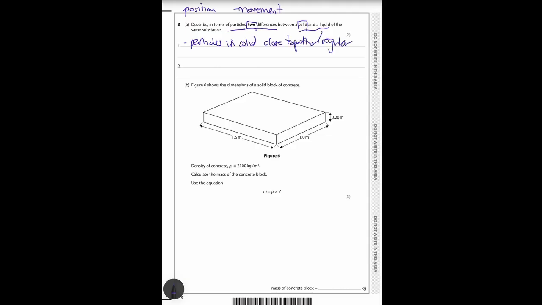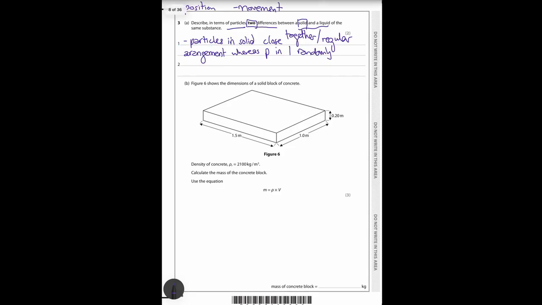But because it's asking for difference, I obviously can't just talk about one of them. I've got to make sure I'm using the comparative terms. I've got to say whereas in a liquid, and then what do I know about the particles in a liquid? I know they're randomly arranged. And again, I'm just abbreviating it, but you'd have to write in full, obviously. Okay, so then I've talked about the position of them. That one's 1 mark, and then the other one's going to be the movement.